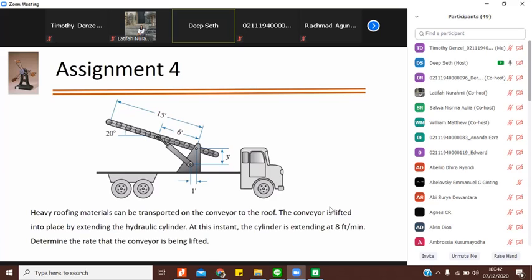So use the vector loop method and then try it. This mechanism is also very simple. It's a slider crank mechanism. So you can see how we did it in the examples in lecture slide 3, and then you can try it.